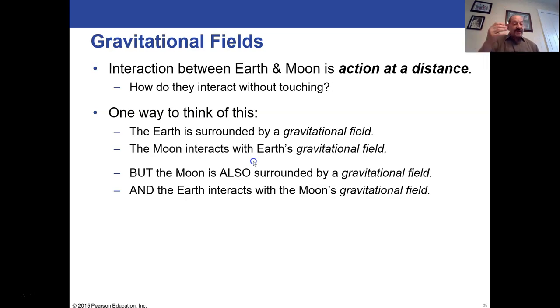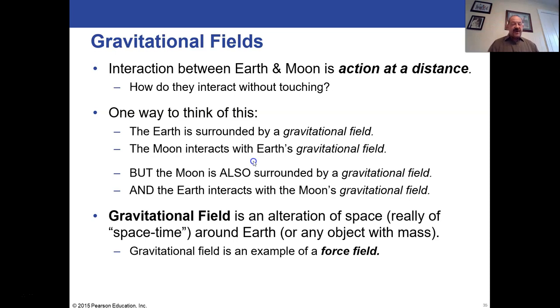So gravitational field, in terms of what Einstein felt, was an alteration of space. It actually changes the fabric of space. Really, because we now think of space as a combination of the three dimensions of space and the one dimension of time, we put them all together and we call it the four-dimensional space-time. So that's the fabric of space-time. And it's now believed that big masses distort this fabric.